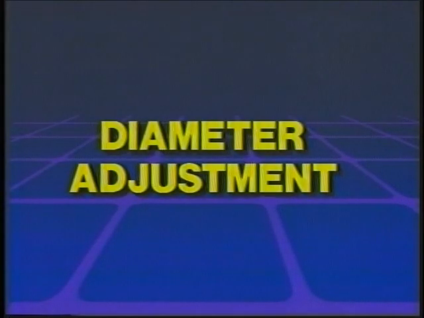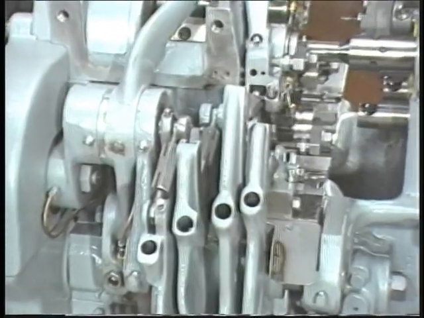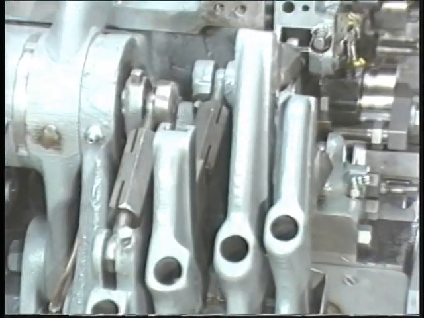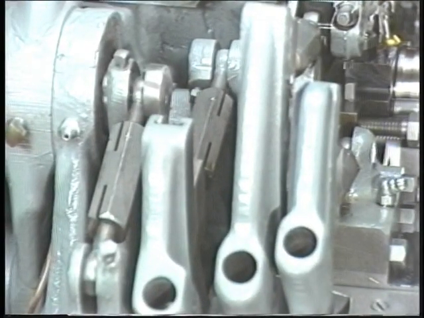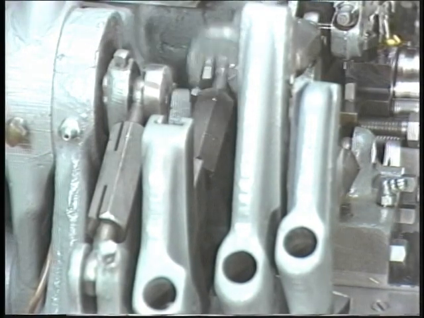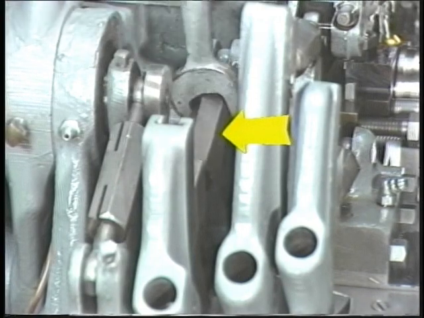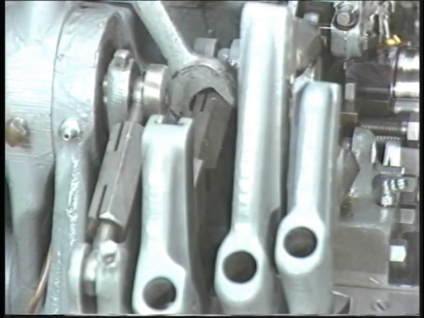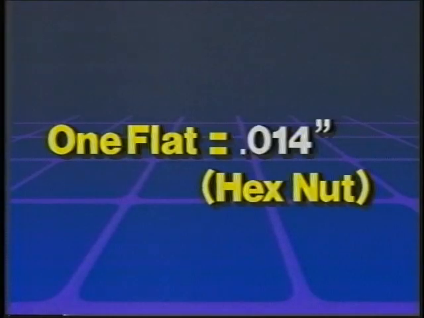Diameter adjustment. If a diameter adjustment is necessary because the workpiece diameter is too large or too small, make this adjustment with the turnbuckle associated with the second position front cam lever. Note, one flat on the turnbuckle nut moves tooling 14 thousandths, hex nut.